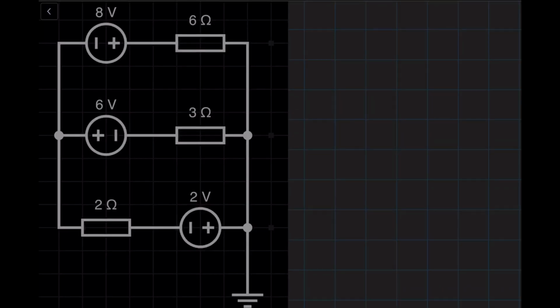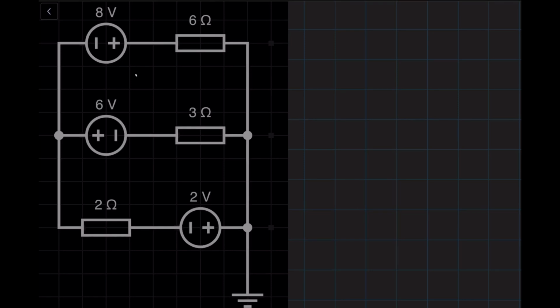Okay, now let's find out the answer for this problem. Answer for this problem means we are going to calculate the current through each resistor. That's how this question will be coming for your exam. You have to find the current flowing through 6 ohm, 3 ohm as well as 2 ohm. So what we are going to do is that we are going to follow the same steps.